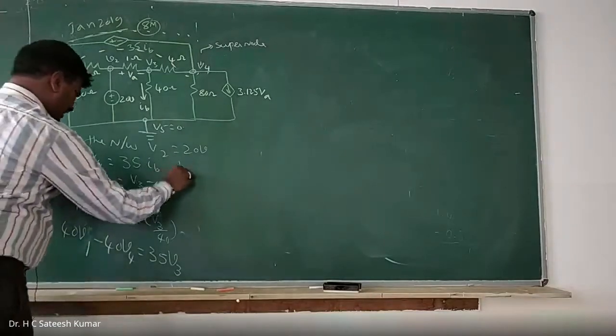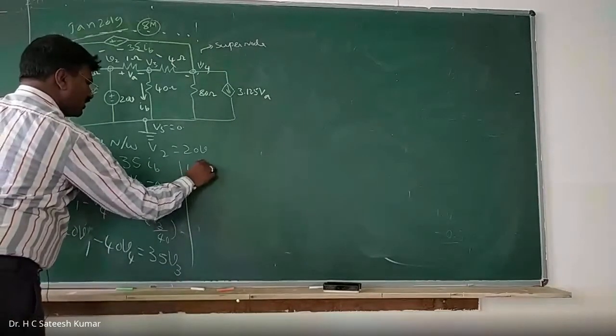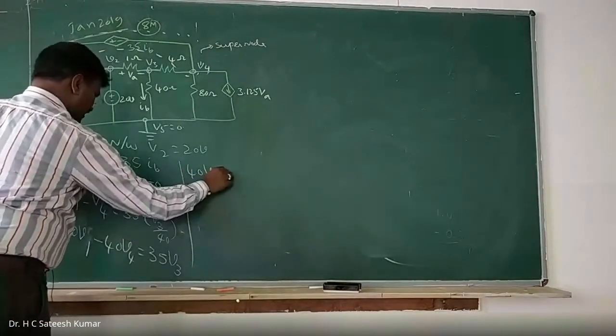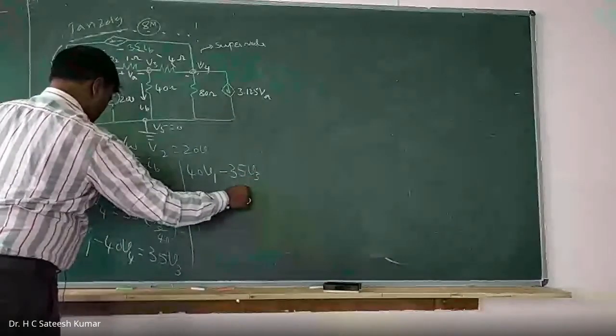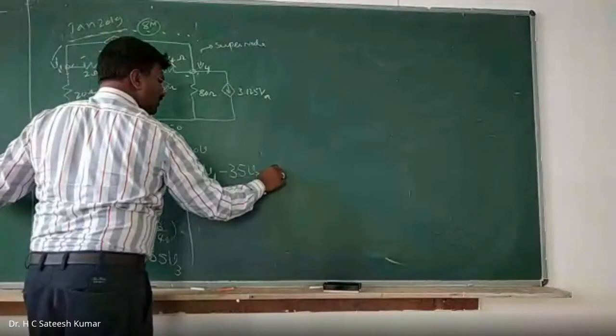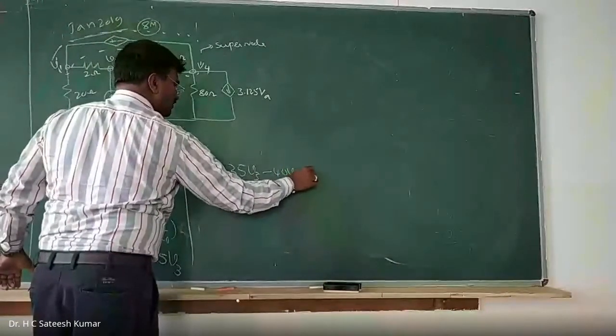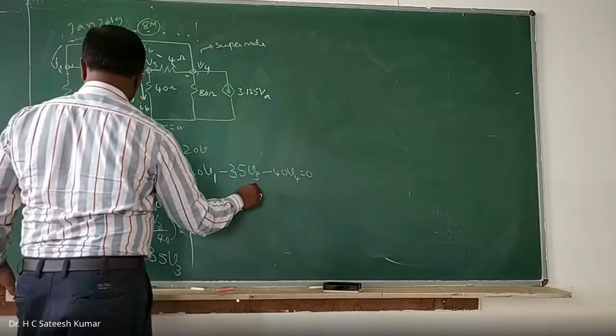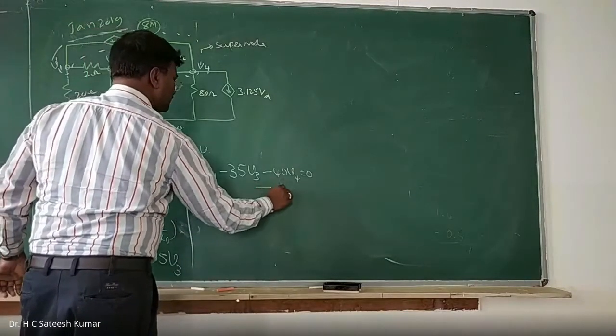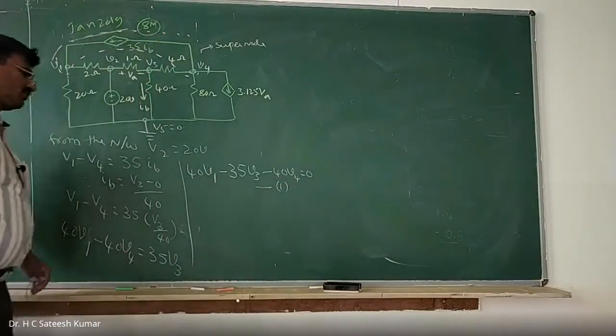Okay, right. Now, what is it that we have? 40 V1 minus 35 V3 minus 40 V4 is equal to 0. Okay, right? Call this equation number 1.